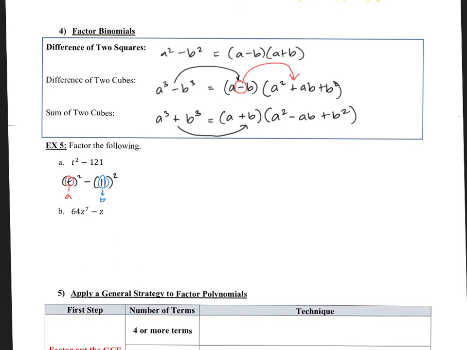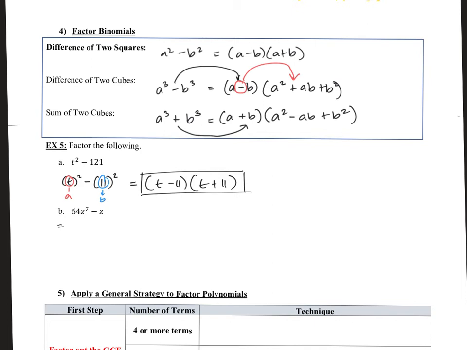So we can go ahead and factor this into a minus b, so t minus 11 times t plus 11. And there we go, I have my 2 factored right there. Let's take a look at the next one.